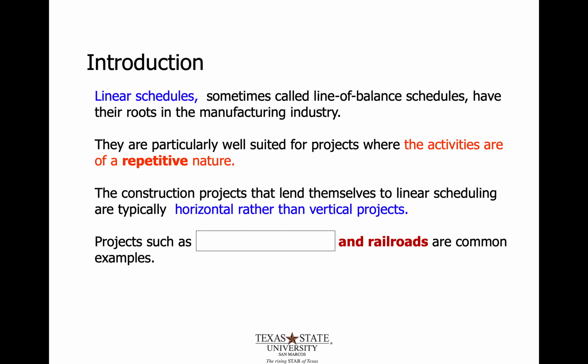So these types of schedules, obviously, are titled linear schedules. They're sometimes referred to as line of balance schedules, and they generally have their roots in the manufacturing industry, primarily because they're really repetitive in nature. Each individual activity continues to happen throughout the project. This is a completely unique schedule unto itself. It's not related to the CPM type schedules or network schedules that we've been doing in this class. They look completely different. They have similar steps to set up.